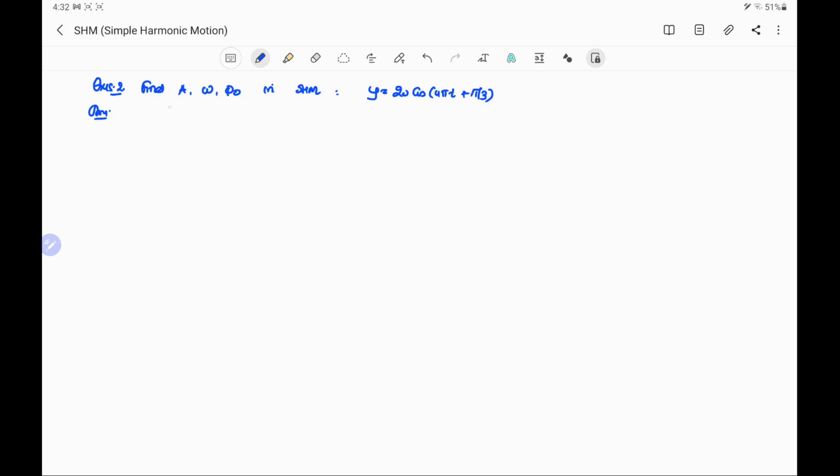Question number 2 is, find the a, that is amplitude, omega, that is angular frequency, and phi 0, the initial phase, in the simple harmonic motion represented by y equal to 20 cos 4 pi t plus pi by 3. Here we will use the general expression for simple harmonic motion, which is y equal to a cos omega t plus phi 0. Here phi 0 is the initial phase, and on comparing we simply get a equal to 20 units. This is the amplitude.